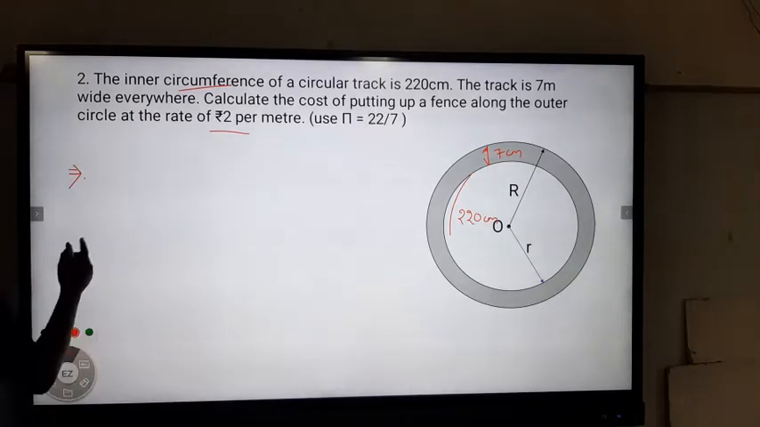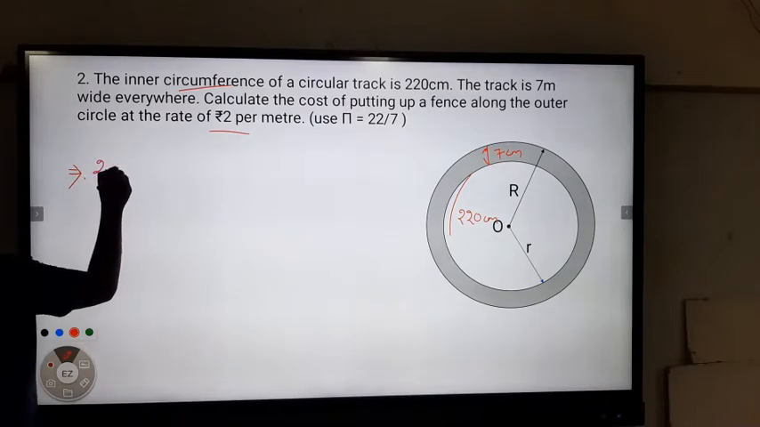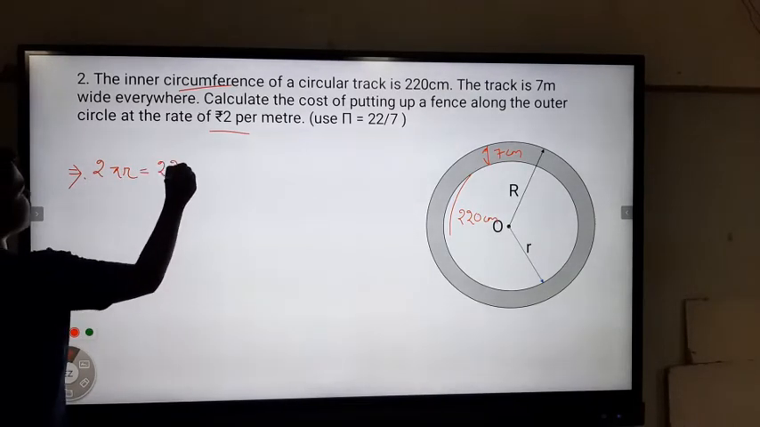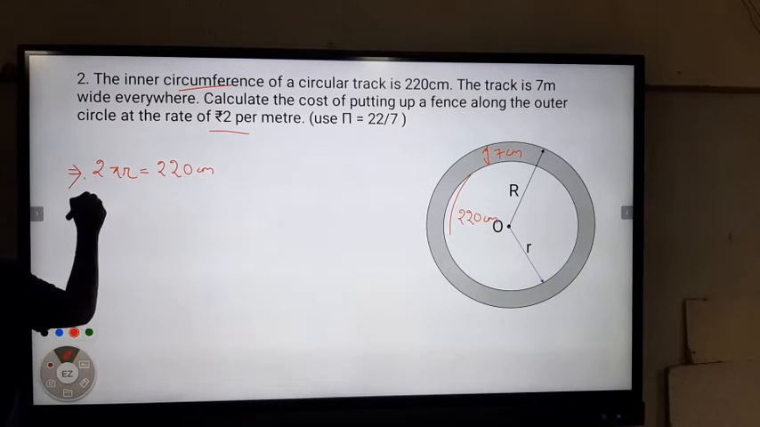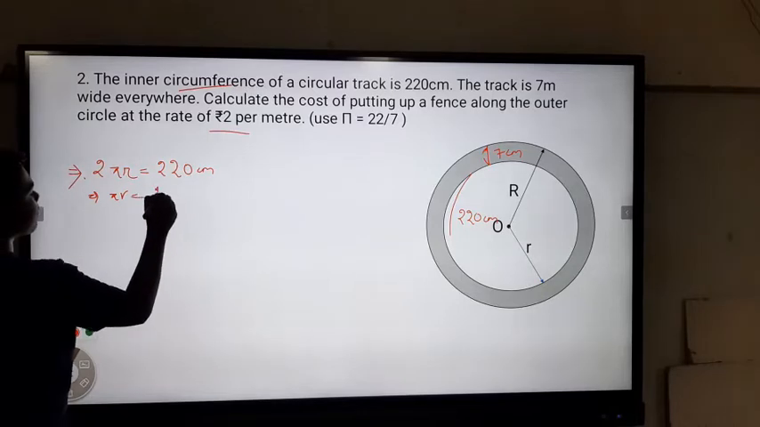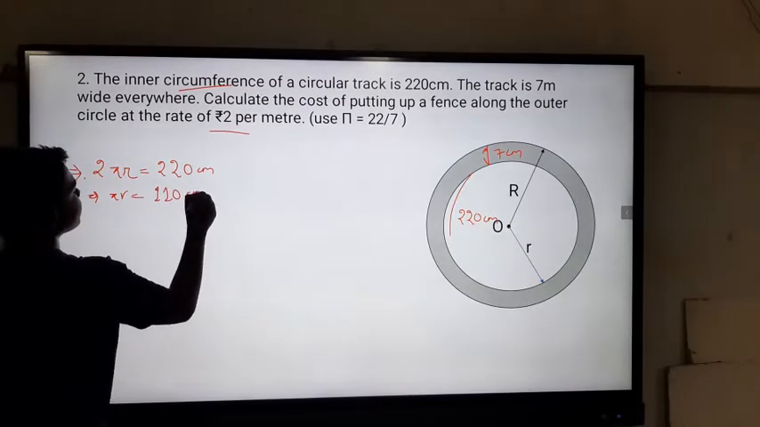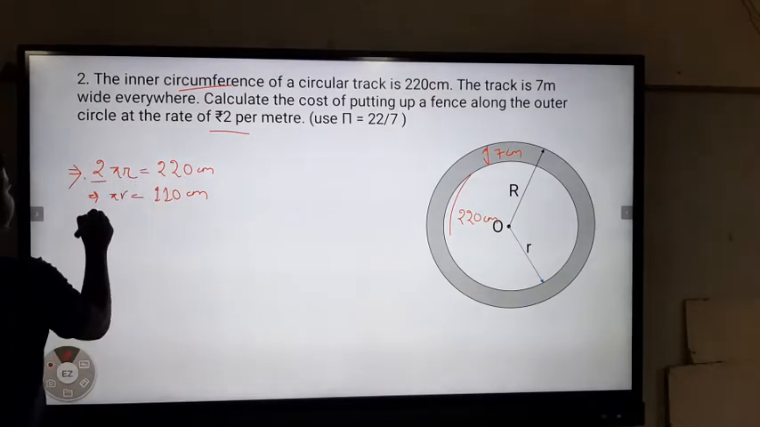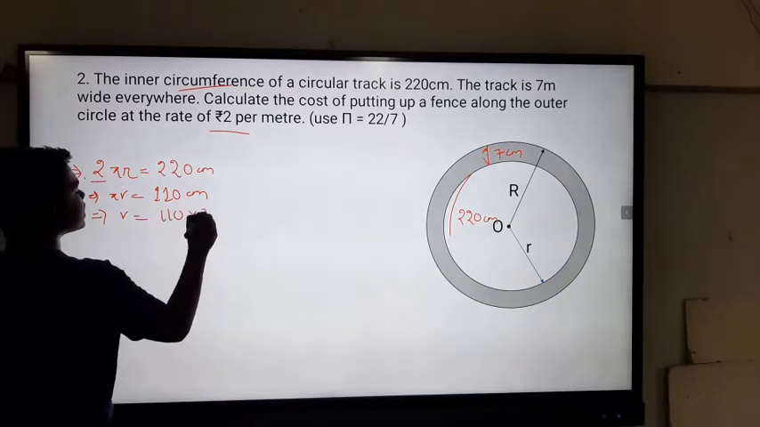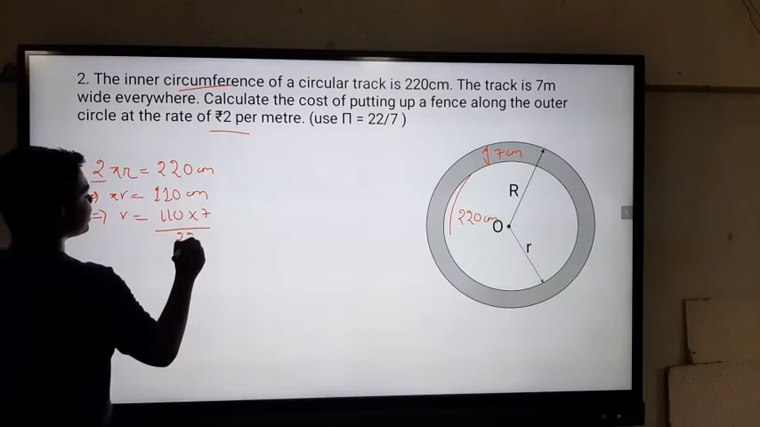So first we know that the circumference of a circle is 2 pi r. 2 pi r is given as 220 centimeter. Then pi r will become 110 centimeter as 2 will divide on both sides. Then the radius will be 110 into 7 by 22.